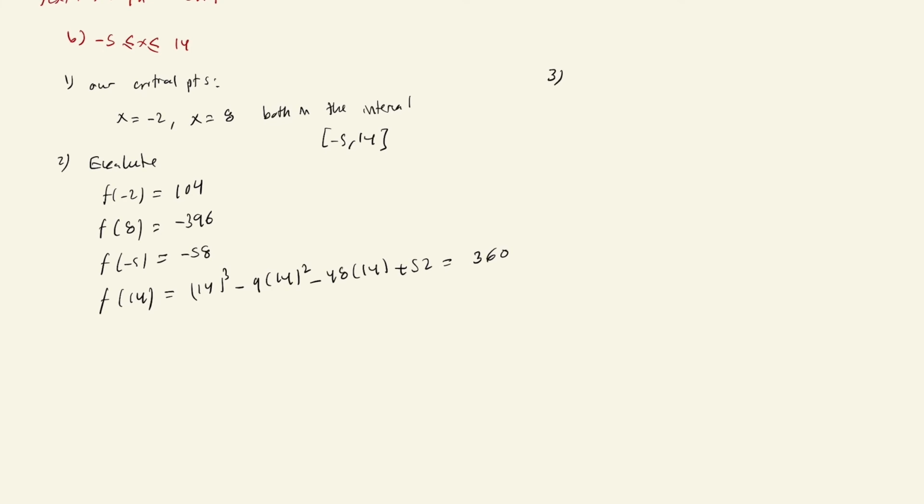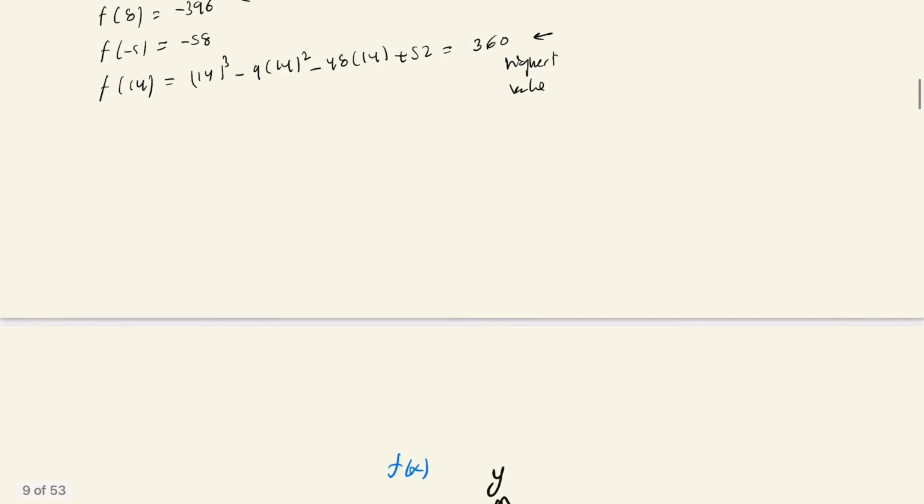So what's the lowest value and where's the highest value? Here the highest value is 360 at x equal to 14, and the lowest value is at 8, and it's going to be minus 396. Therefore, at x equal to 8, we have a global minimum, and at x equal to 14, we have a global maximum.